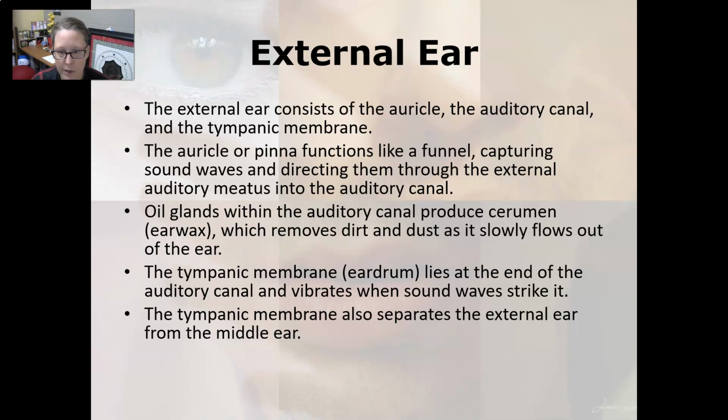Glands within the auditory canal produce cerumen, which is earwax, which removes dirt and dust as it slowly flows out of the ear. The tympanic membrane, or the eardrum, lies at the end of the auditory canal and vibrates when sound waves strike it. The tympanic membrane also separates the external ear from the middle ear.